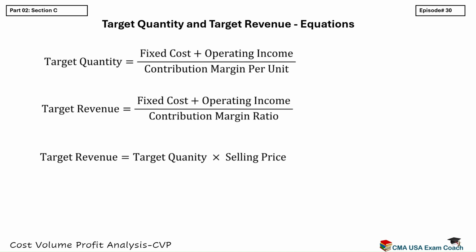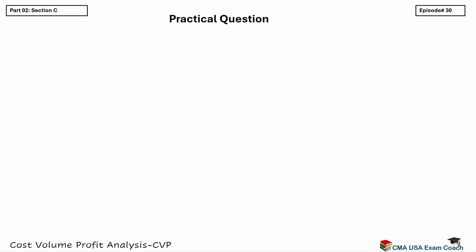All three formulas are very important tools in cost volume profit analysis, and they help managers make clear decisions about pricing, production, and profitability. Let's understand how to calculate target quantity and target revenue using a simple example. Let's take the following case.